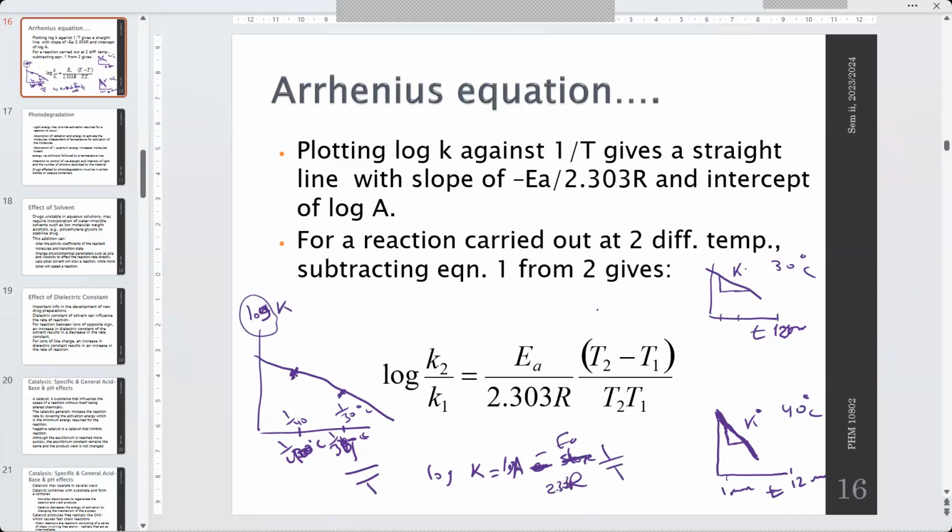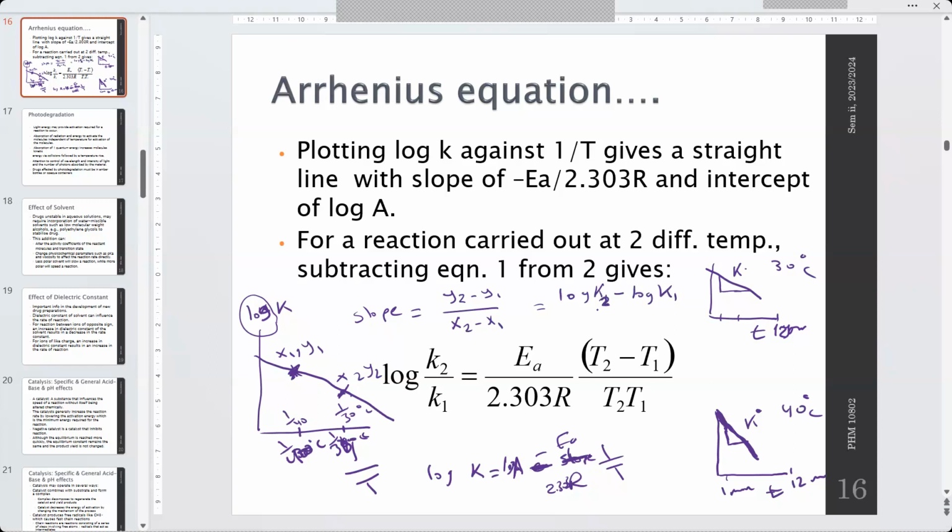Okay. But now, how do I calculate the slope? You remember in math, we take 2 points. This is x1, y1. This is x2, y2, right? The slope is y2 minus y1 divided by x2 minus x1, isn't it? So what is y2 minus y1? It is log k2 minus log k1, isn't it?